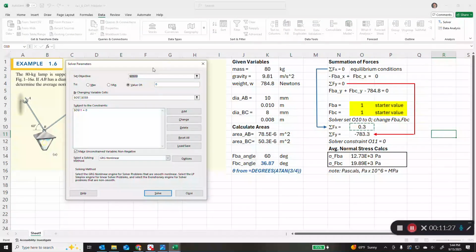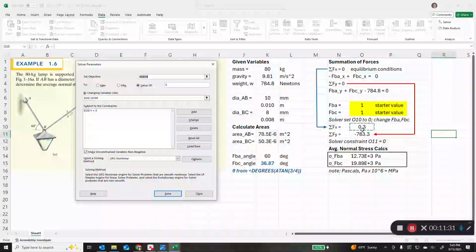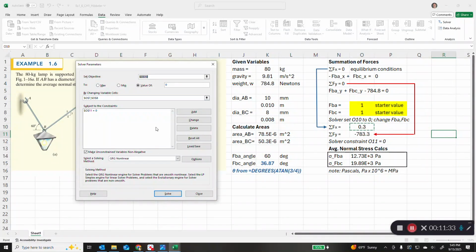So I'm going to Solver. I have a pop-up window. It says set the objective. Well, I want the objective, which here is 010, and it should be 0. It's 0.3, so I want to set it to a value of 0, by changing both F_BA and F_BC. So those are in cells 07 and 08. Subject to the constraints that F_Y summation is also 0. So that would be 011. So that's important. So I've added that in.